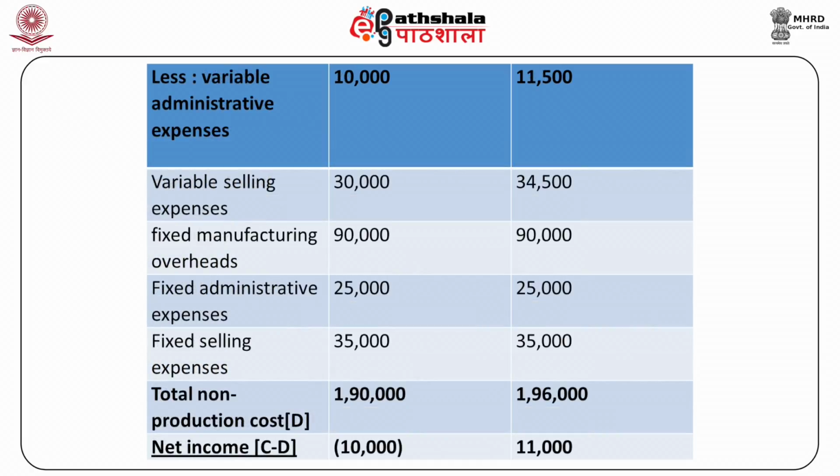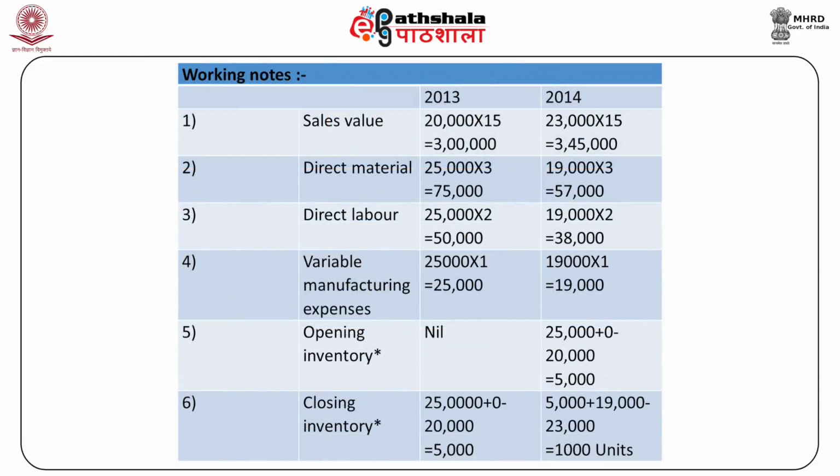You have to subtract the variable administrative expense at 11,500, variable selling expense at 34,500, fixed manufacturing overheads at 90,000, fixed administrative expenses at 25,000, and fixed selling expenses at 35,000. The total non-production cost D comes out to be 1,96,000. In order to find the net income, we have to subtract C and D. This gives us 11,000. Now you have a working note for this.